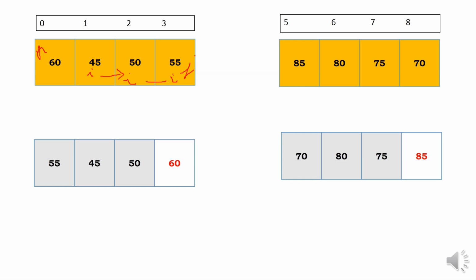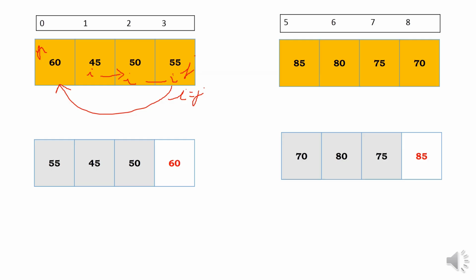Now we will continue with the right to left scan. 55 is less than 60. So the right to left scan stops. Now when it has stopped, we know that both i and j are equal. So at this condition, you are supposed to swap the jth element with the pivot element.